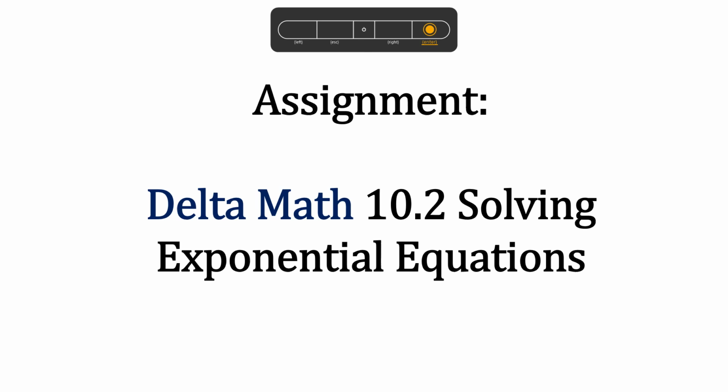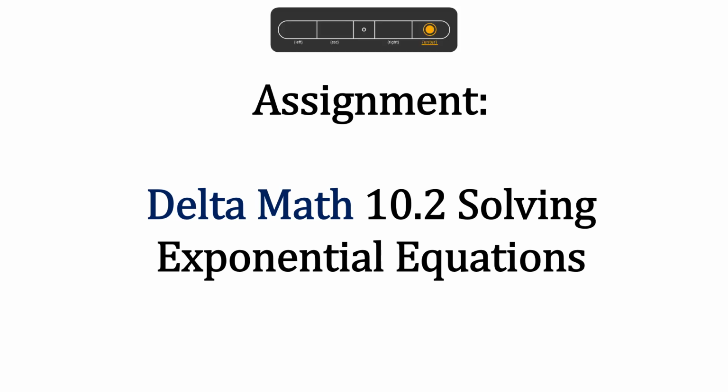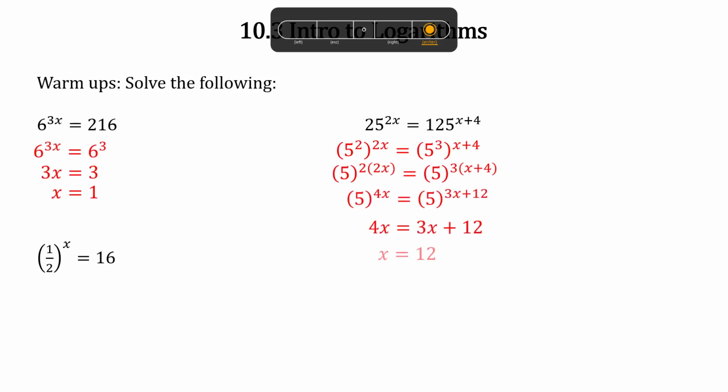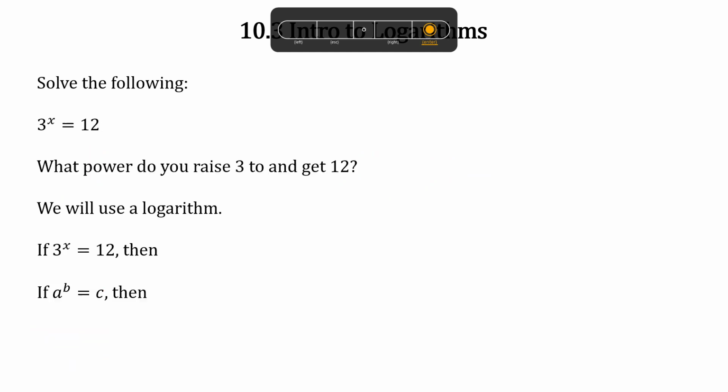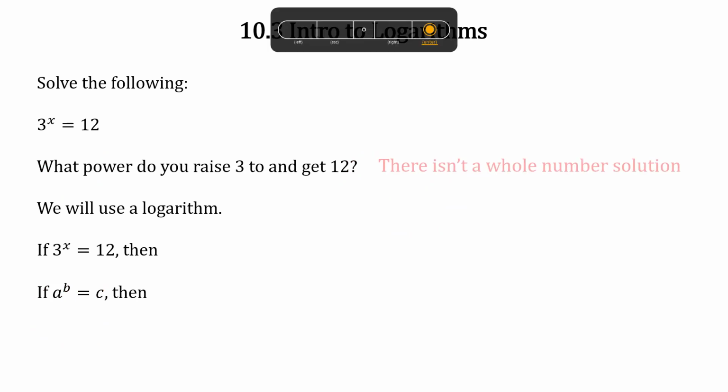Okay, so there's how to solve when they have the same base. Now we're going to move into the next one and talk about them when they don't have the same base. So all of these have the same base, but what happens when I have something like this? 3 to the x equals 12. Well, what power do you raise 3 to and get 12? There's not one, or not a whole number. So we're going to use what's called a logarithm.